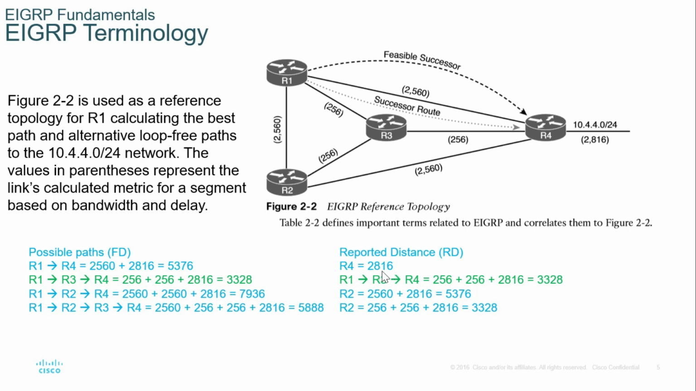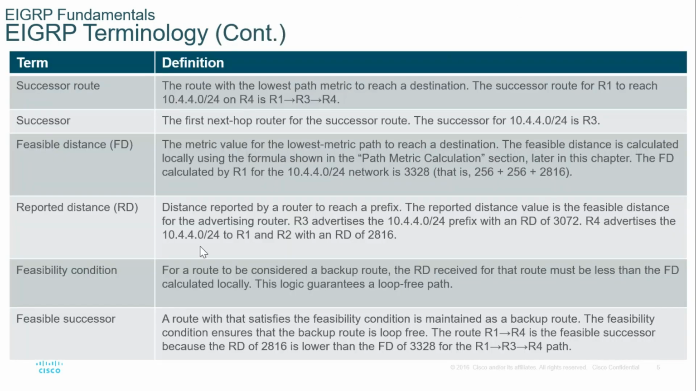Okay, so it takes the 2816 as the feasible successor, or the backup router. So one is the successor, and this is the feasible successor, which is the backup router. Okay, this is the long definition. A feasible successor is a route that satisfies the feasibility condition and is maintained as a backup route. It means it has saved it in advance. If something happens to the successor route, you immediately take the feasible successor as the backup.